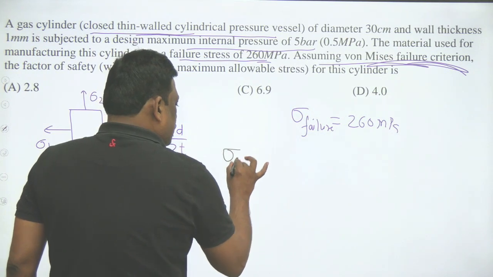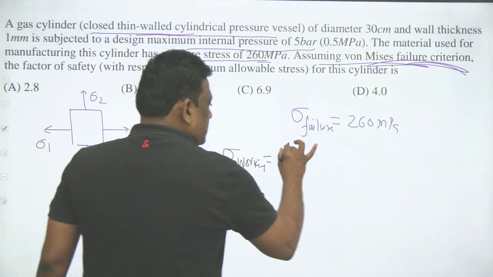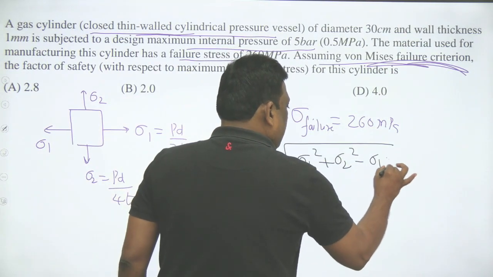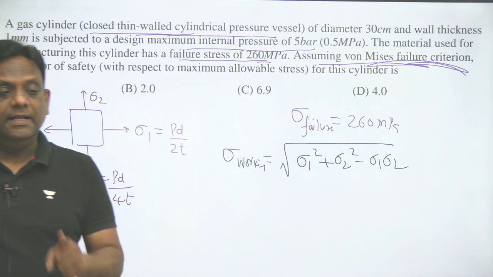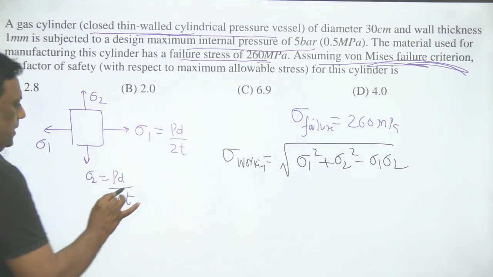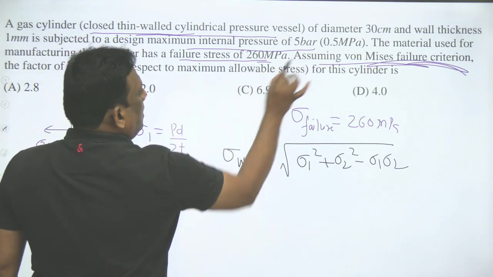The working stress, as per von Mises theory, is given by under root of sigma 1 square plus sigma 2 square minus sigma 1 sigma 2. I have given this very clearly. Very good. Now let's calculate sigma 1, and sigma 1 is equal to PD by 2T. What is the pressure? Where is that?